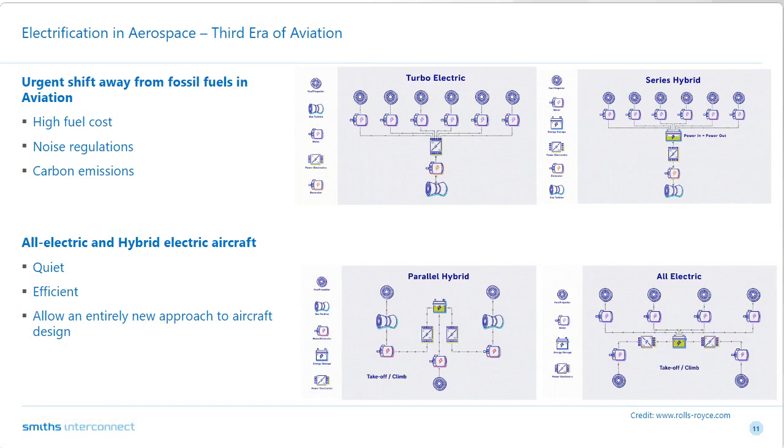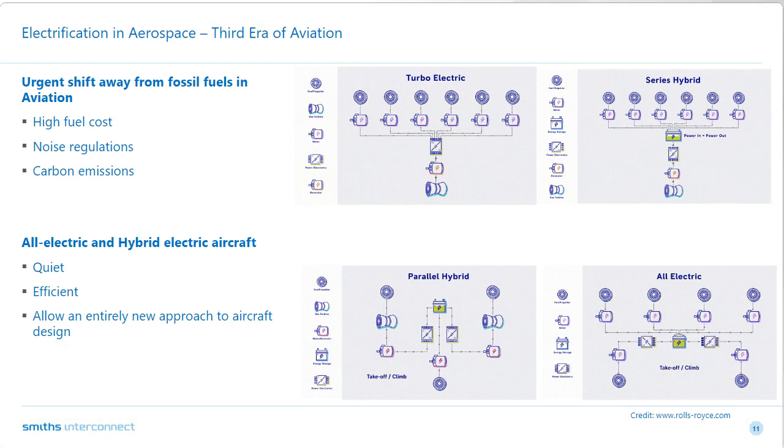Within the aerospace community, it's really seen as that urgent shift. You could be forgiven for thinking that it's something far off into the future, but within the aerospace community, it's really seen as an urgent shift. And the shift is really being driven by the high fuel costs and by meeting noise and carbon emission regulations. All electric and hybrid electric aircraft reduce noise, increase efficiency, and allow an entirely new approach to aircraft design, similarly to what we were talking about with combat vehicles.